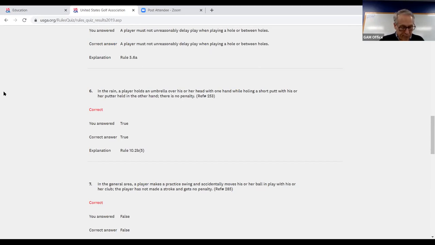Rule 10.2B, number five, physical help and protection from elements. While getting physical help from his or her caddy, any other person, or objects deliberately positioned to give protection, that player must not make a stroke while those things are occurring. So you cannot make a stroke getting physical help from your caddy to protect yourself from the elements. But it does not prohibit the player from taking his or her own actions to protect against the elements while making a stroke, such as by wearing protective clothing or holding an umbrella over his or her head. So if you can make a one-handed swing with your golf club while holding an umbrella, you can do that too. Yep. As well as holding a putt, correct.